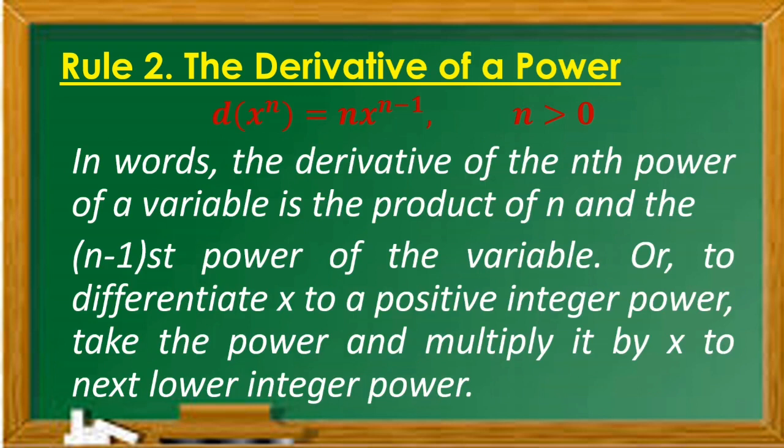In words, the derivative of the nth power of a variable is the product of n and the n minus 1 power of the variable. Or to differentiate x to a positive integer power, take the power and multiply it by x to the next lower integer power.